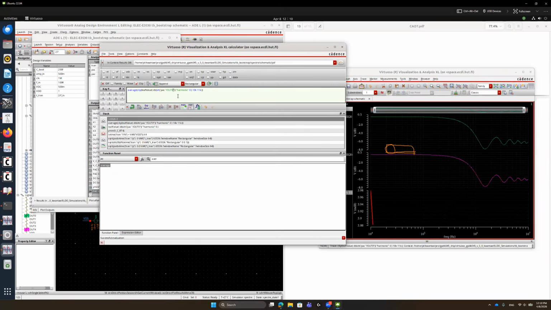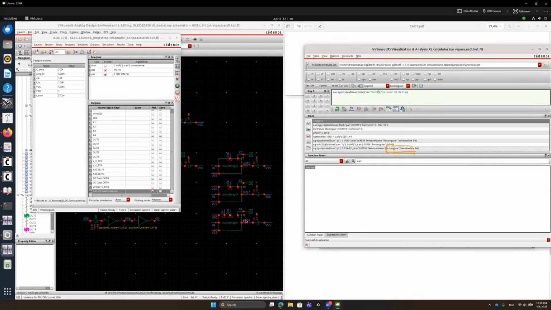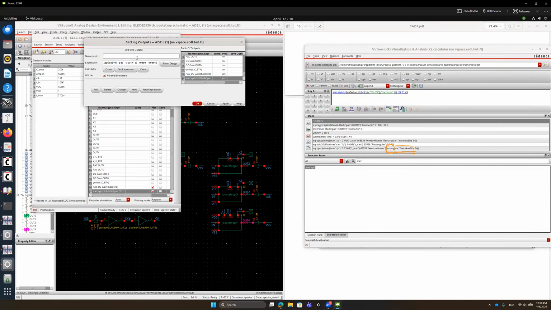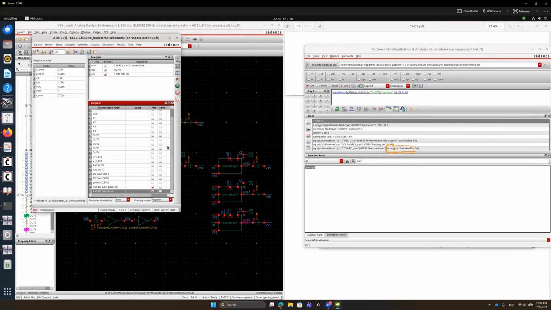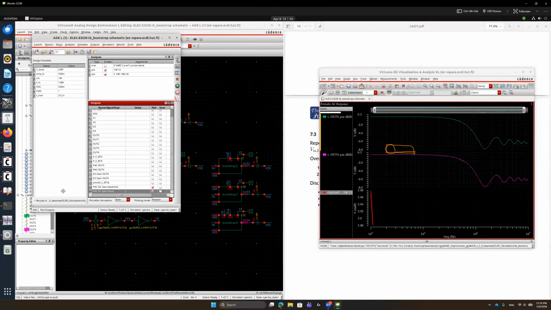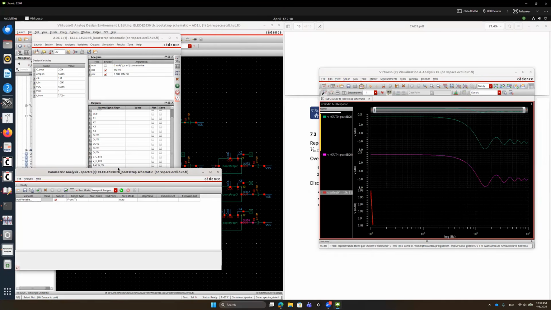We can simply put output 4 as I assigned here. Then save it to the output. In this case, this one is PAC BC gain bootstrapped. Okay, clear. And we can run the parametric sweep.